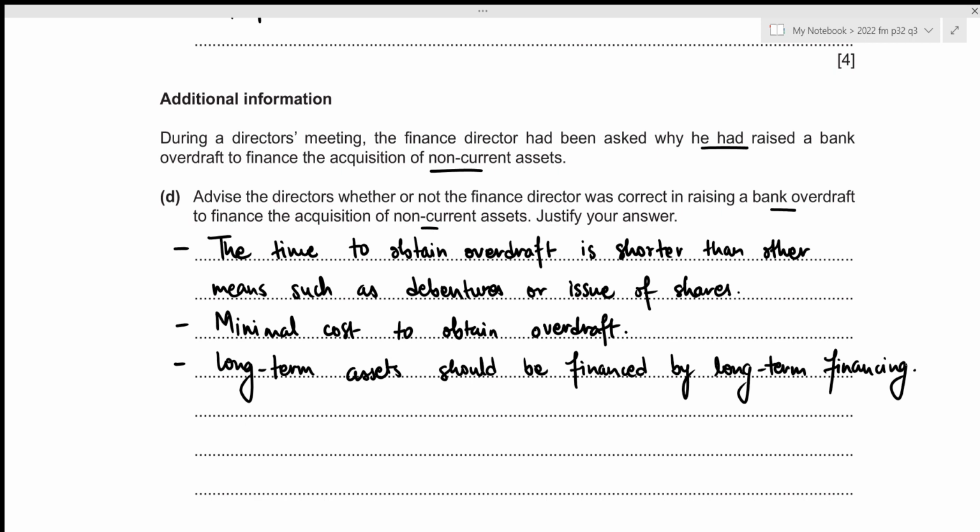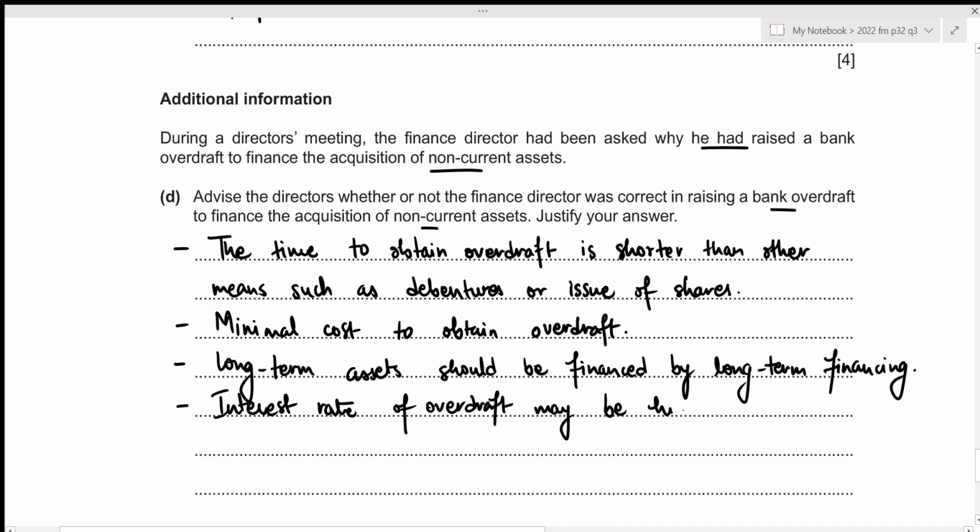And the next one is that since the time to obtain overdraft is shorter and it also consists of minimal cost, the rate for bank overdraft is typically higher than the debenture or bank loan. And that could act as a disadvantage. Let's write it down. Interest rate of overdraft may be higher than the debenture or bank loan.